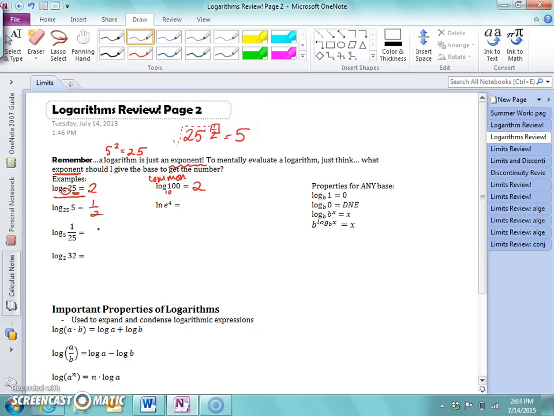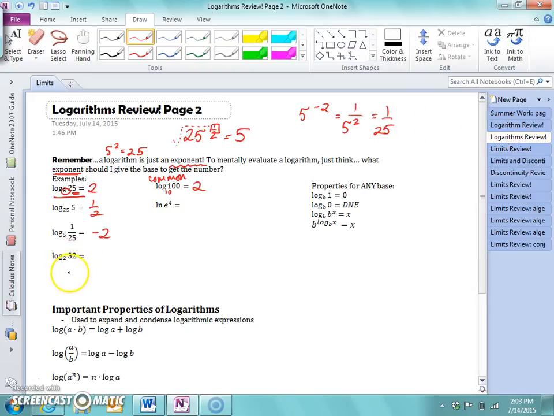So 25 to the 1/2 is 5. Here, 5 to what power is 1 over 25? The answer is -2. 5 to the -2nd. Anytime there's a negative exponent, in order to make it positive, you do 1 over the same expression, but the exponent's positive, which is now 1 over 25.